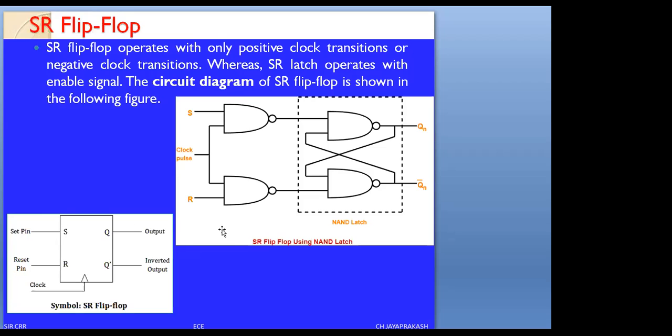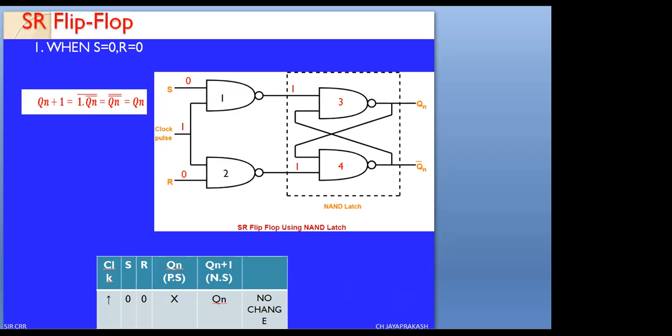Now we are going to verify the 4 conditions for S and R. Here, since the clock is applied, we call this circuit a synchronous sequential circuit, and we can also call it a synchronous flip flop, or SR flip flop. That means it depends on the clock. Now the first condition we are going to see is S equals 0, R equals 0. Here you can observe the NAND gates: NAND gate 1, NAND gate 2, NAND gate 3, NAND gate 4.